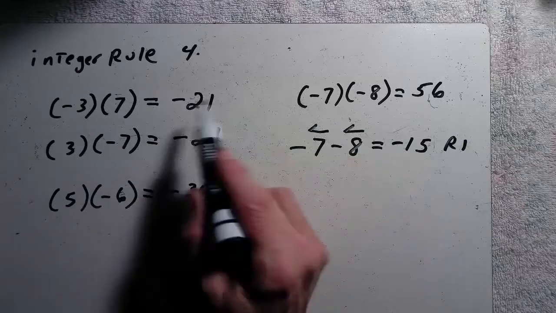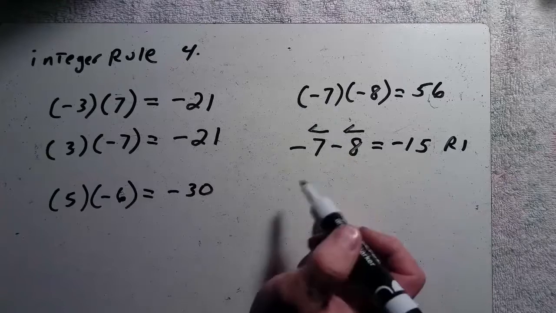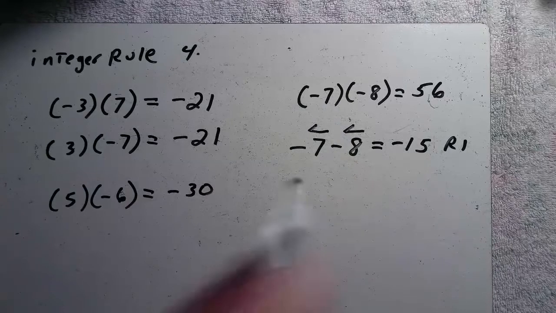Keep these rules straight and you're going to have no problems at all. Am I multiplying and dividing? That's rule 4. Am I adding or subtracting? Look back in rule 1, 2, and 3. It'll have no problems at all.